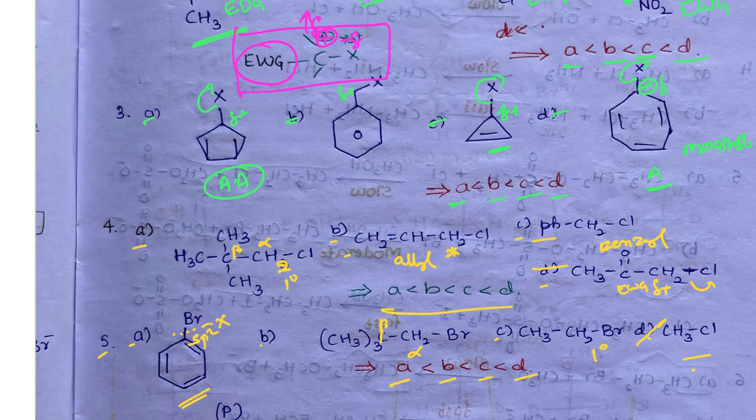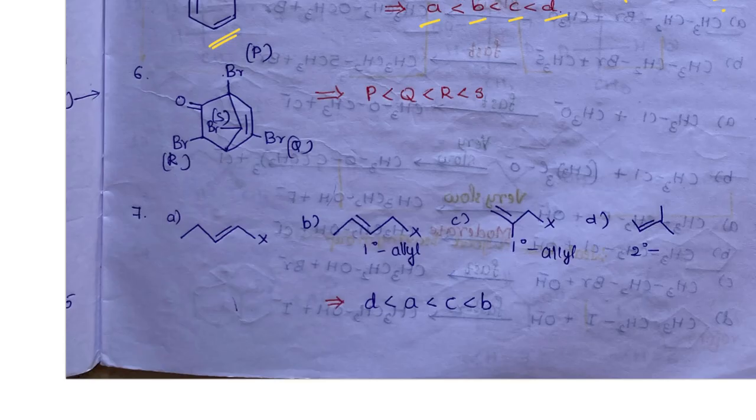These are very important objective type questions. And like this, objective questions are present in all the objective books. Therefore, you have to prefer these examples. Now, sixth, like this one molecule is mentioned. In this, P, Q, R, S, like this. Four alkyl groups are mentioned in only one molecule. Then we have to decide which is the more reactive site.